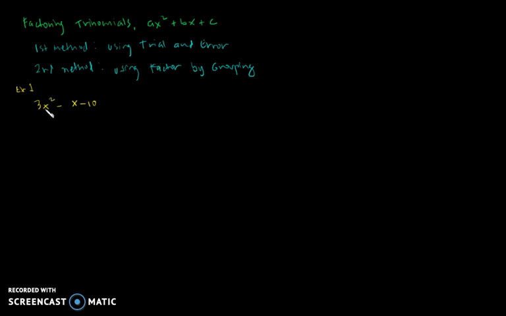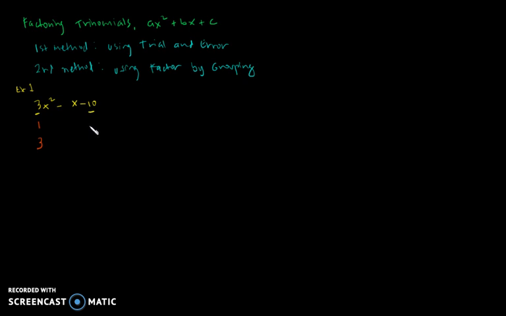First, take a look at the coefficient of x squared, which is 3, and c. For a, I have here 3. For c, I have here negative 10. So I'm going to give the factors of 3. In this case, I have 1 and 3. How about for negative 10? The factors are 1 and 10, 2 and 5.